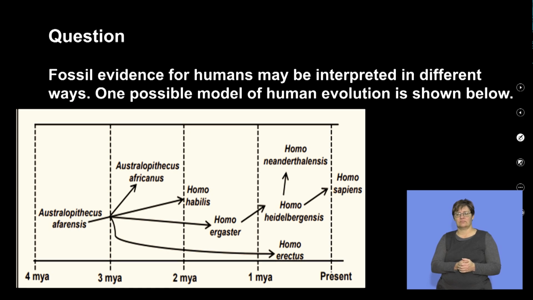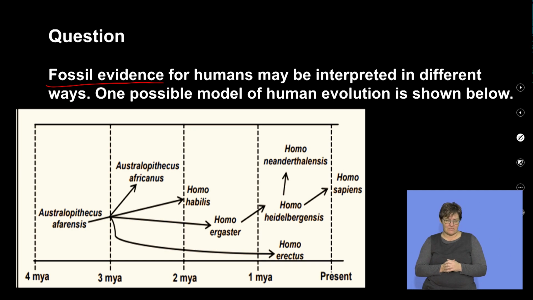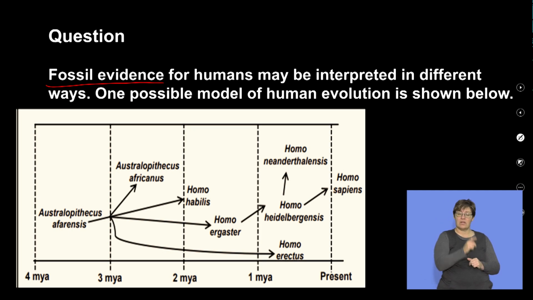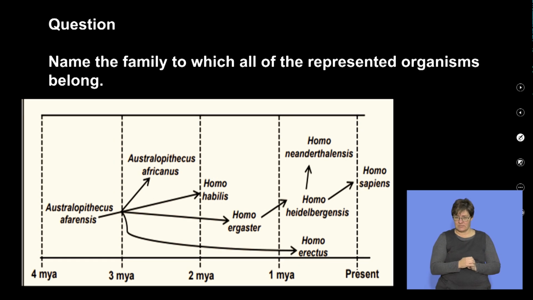Okay, what kind of questions can we ask here? Have a look here. It gets to our phylogenetic tree. So guys, very often these are the kind of diagrams that you are going to get. Can you read from these phylogenetic trees? It says here, fossil evidence for humans may be interpreted in different ways. One possible model of human evolution is shown below. Okay, it gives you an idea of the history, basically who came before who. So what kind of questions are they going to ask us?